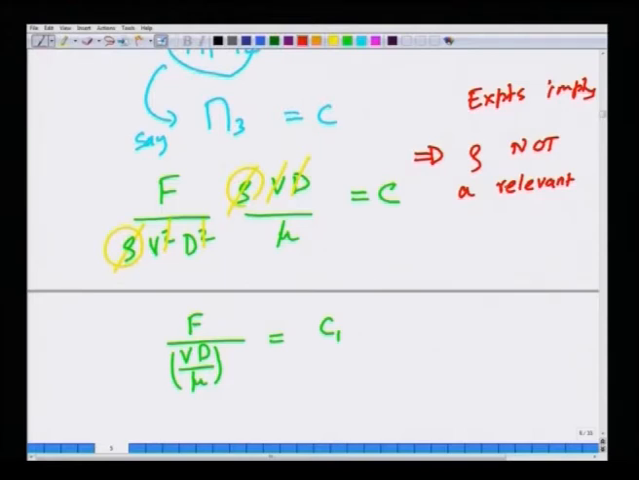Rho v d by mu, that is okay, it is not a relevant variable. So, this is an important relation that one gets, that just by finding out, so sorry, mu should come here, that was a mistake I was making, mu should just come here. So, f divided by v d mu is a constant, that means rho is dropping out of our entire picture. So, rho is not a relevant variable.